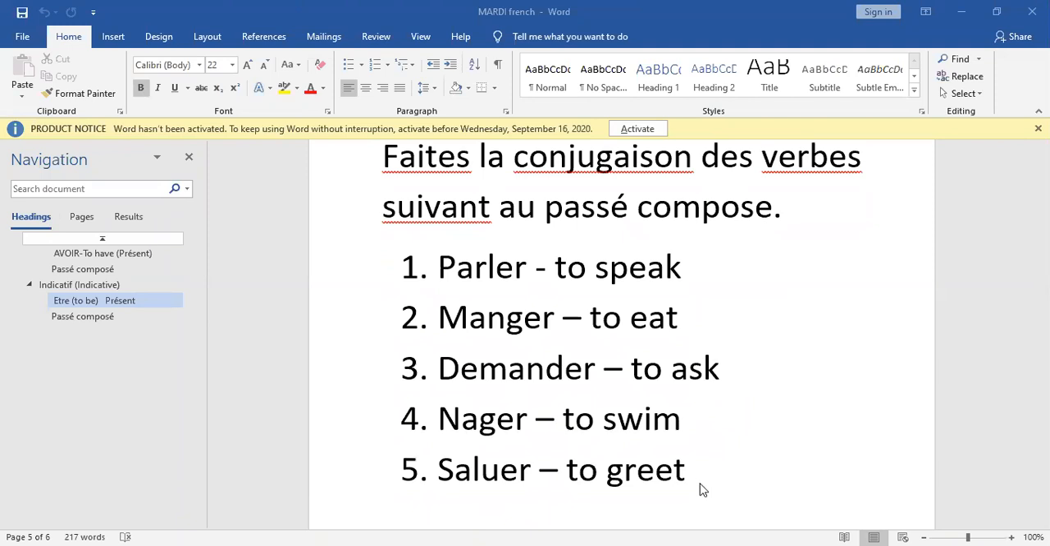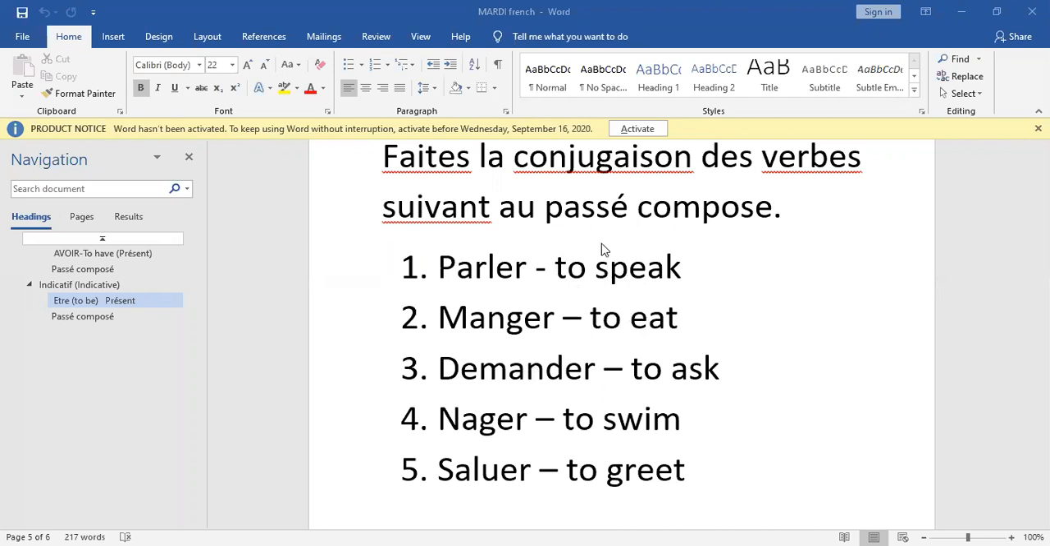Remember, it is very, very important to greet. Do not wait for anybody to remind you to greet. You're going to conjugate these verbs into the past tense. You're to use the verb avoir to conjugate them.